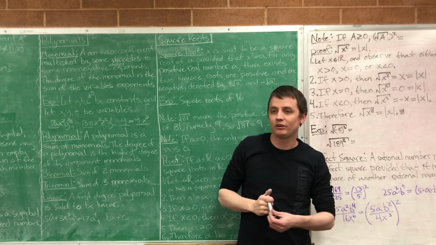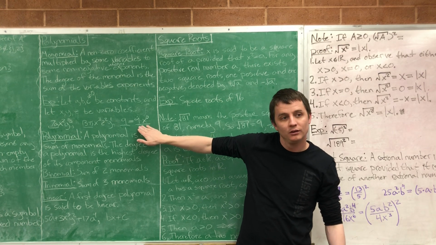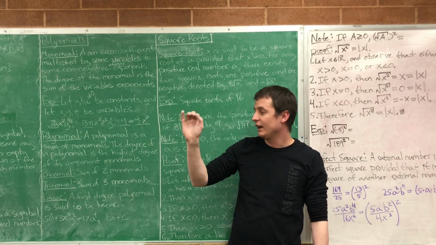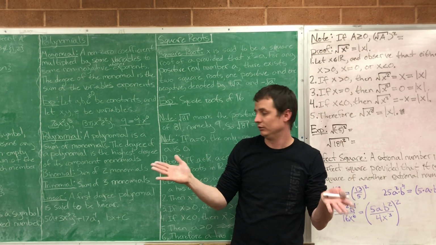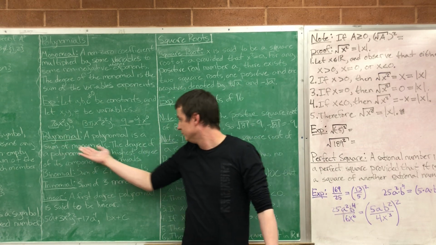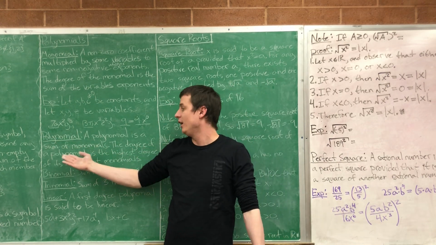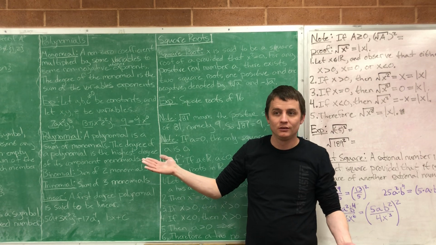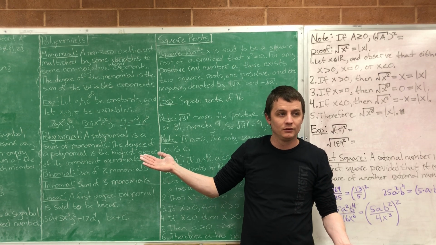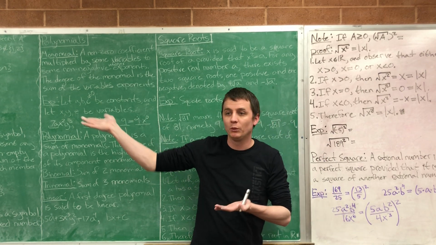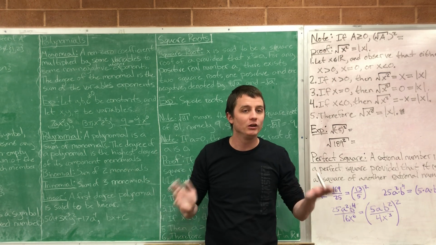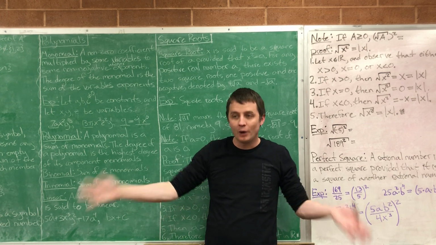Okay, think you understand what a monomial is? Alright, so now what is a polynomial? A polynomial is just a sum of monomials. Take some number of monomials, maybe 1, maybe 2, maybe 10, add them all up, what do you get? A polynomial.